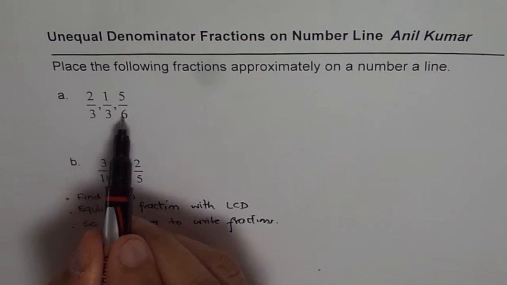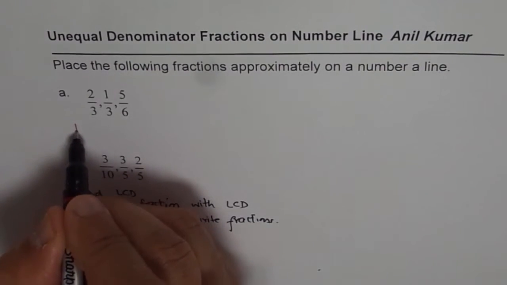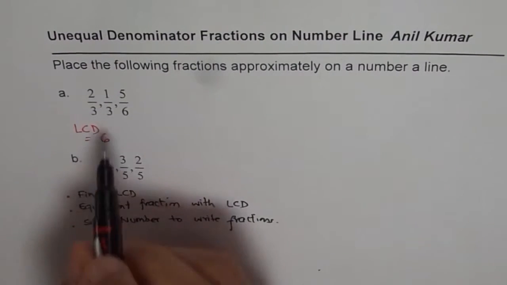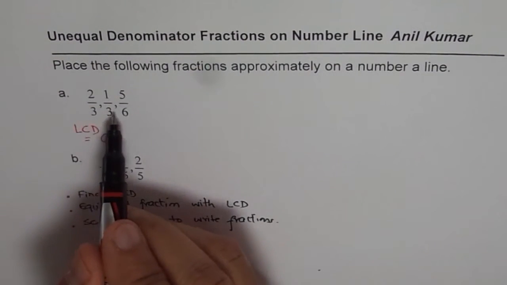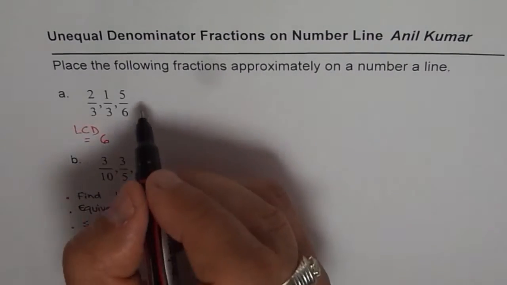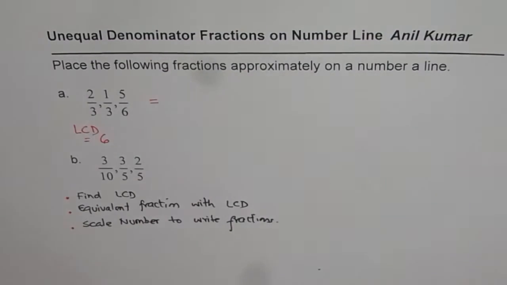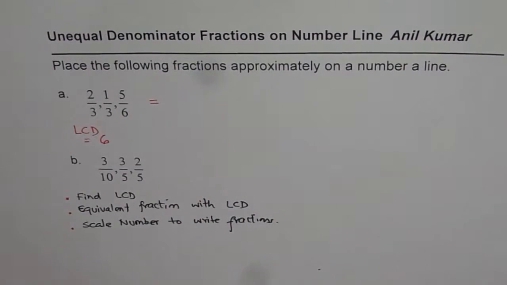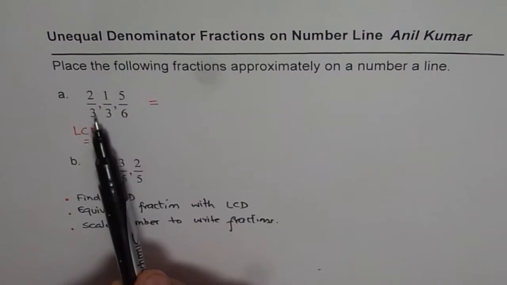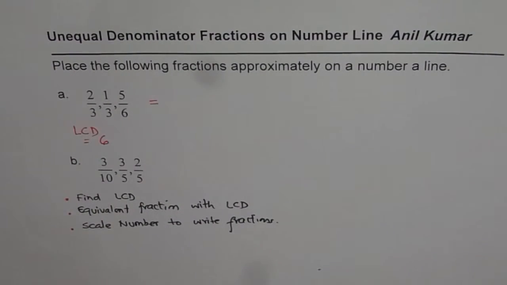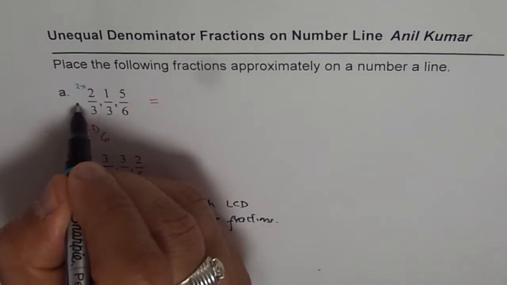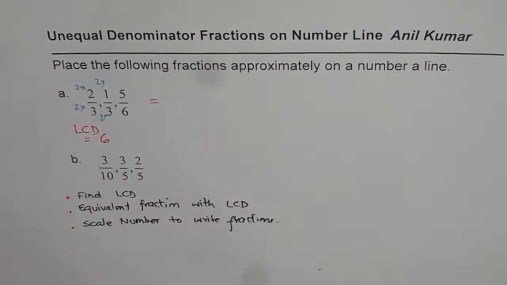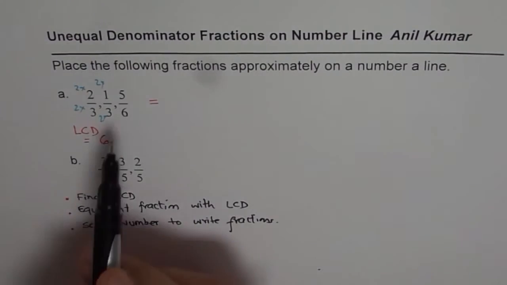Now for 3, 3, and 6, what is the lowest common denominator? The lowest common denominator is 6, right? Since 3 times 2 is 6, you can write all these in terms of 6. So we'll write them with 6 as our lowest common denominator. How do I get 6 in the denominator? For the first two, I need to multiply by 2. 3 times 2 is 6, right? So we do 2 times both here. Here also we do 2 times, right? 5 over 6 is already in the form of 6 in the denominator.